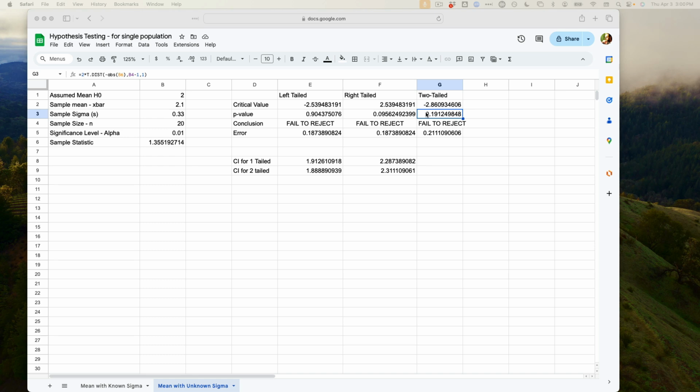Which one? This one? Yeah. So this is where I used alpha over 2. Right? Because this is a two-tailed test, so I'm taking alpha over 2.